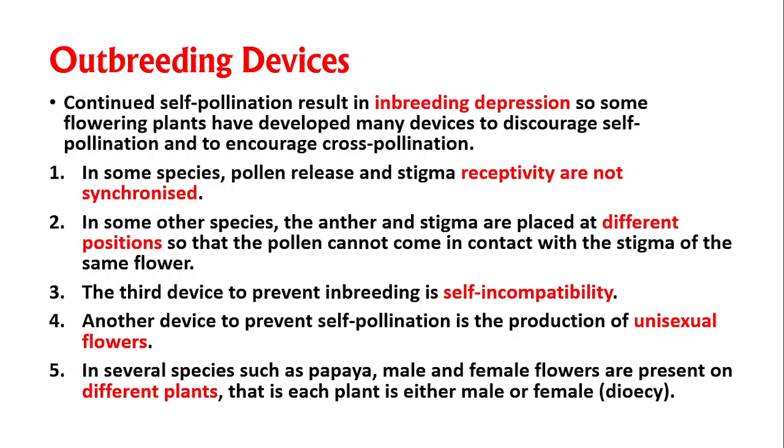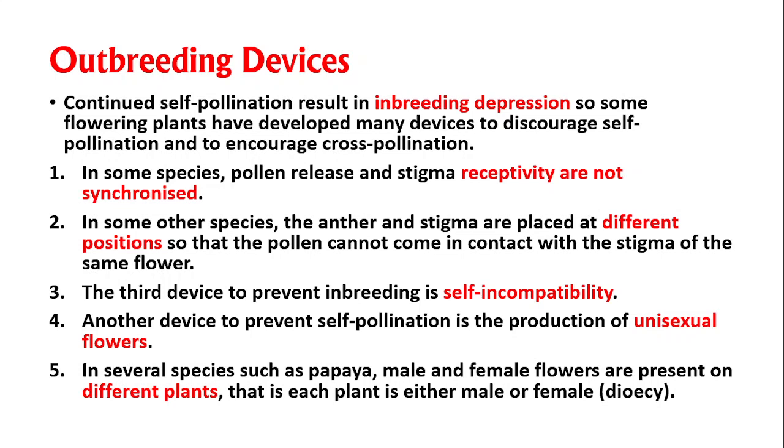Okay, the outbreeding devices are as follows. The first one is that pollen release and stigma receptivity will not be synchronized. That means in some plant species, the pollen release and stigma receptivity are not synchronized. Pollen grains will be released at one particular time during which the stigmatic surface will not be receptive for the pollen grains. Okay?